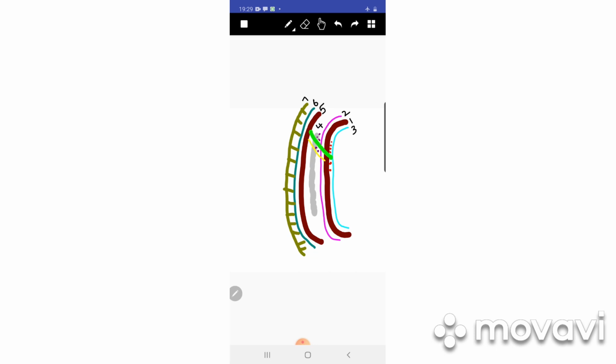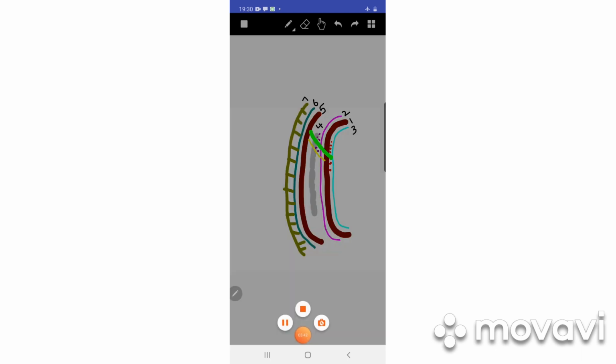Now, coming to the structures piercing the buccinator muscle, they are 3 in number. The duct of the parotid gland, the duct of the molar mucous glands, and the buccal branch of the mandibular nerve that pierces the buccinator to supply the overlying skin of the cheek.